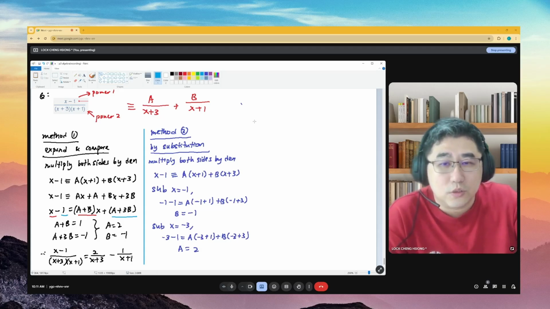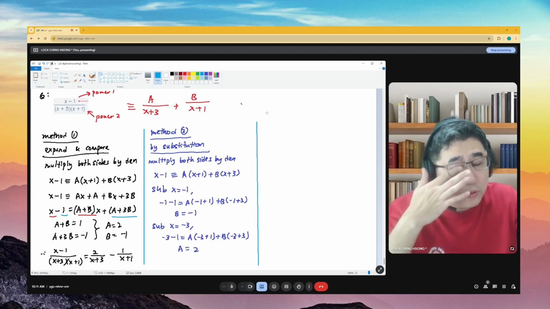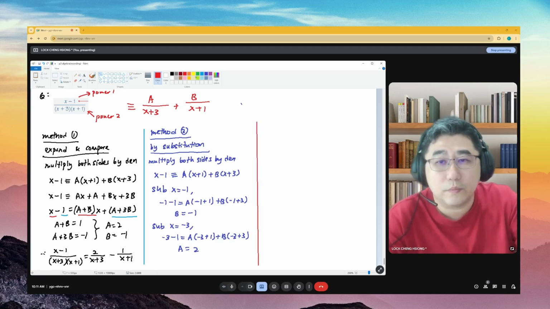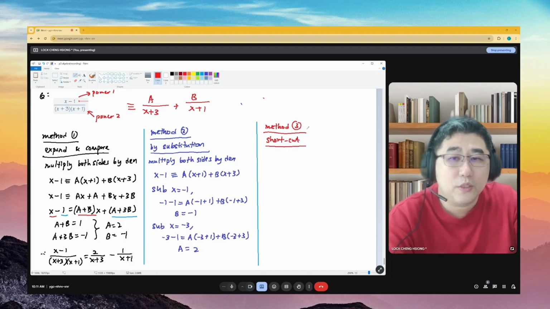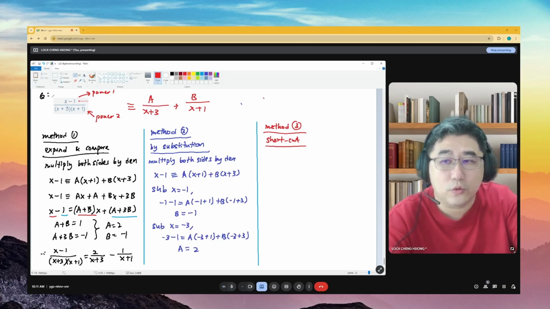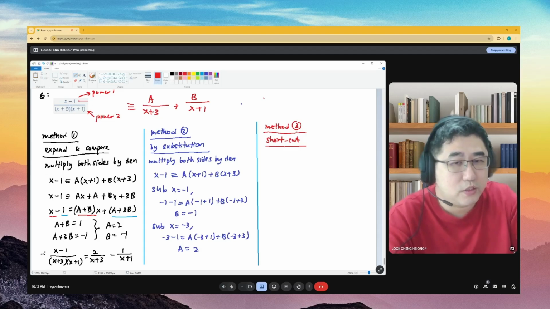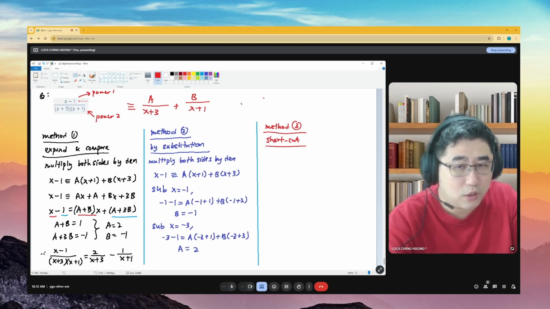Next, this is your method 2. Next is method 3, shortcut. But please understand this shortcut only works for non-repeating linear factors. As you can see from this question, x plus 3 only appears one time, x plus 1 only appears one time. Therefore, this is a question that the shortcut method we can use.